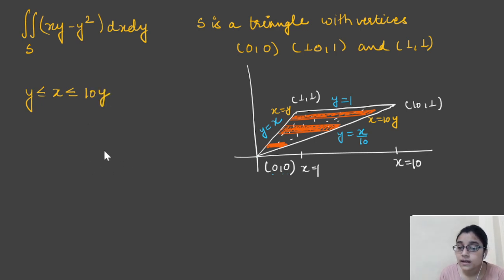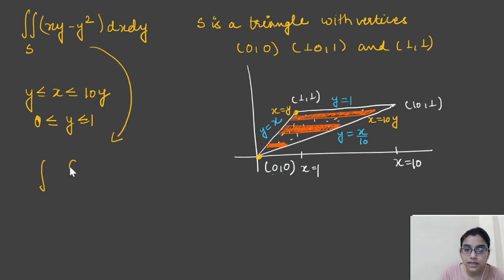Now what next? If I talk about the limit of y, you know that from bottom to top, the bottommost point is what? y equal to 0, and the topmost point is what? Here you see y equal to 1. So we got the limit of y also. So this was quite an easy case. Okay, so now you will just keep the limits, that x is from y to 10y and y is from 0 to 1, for xy minus y square, and we have dx dy.